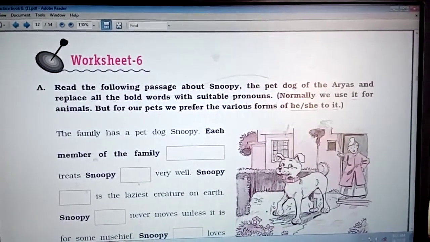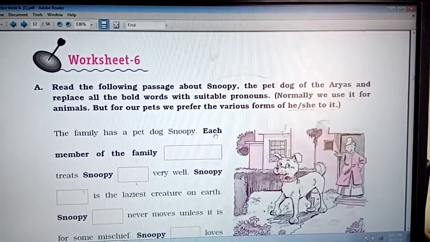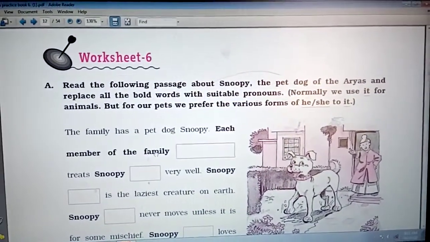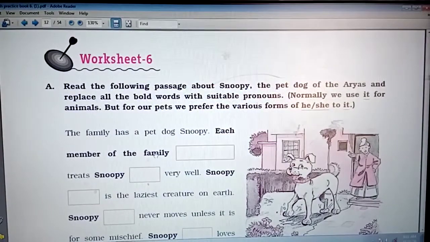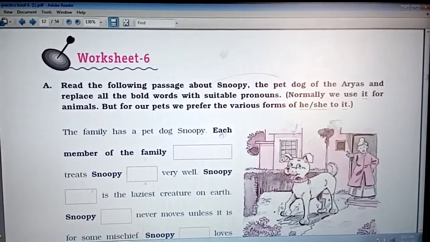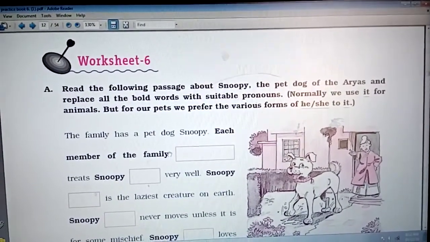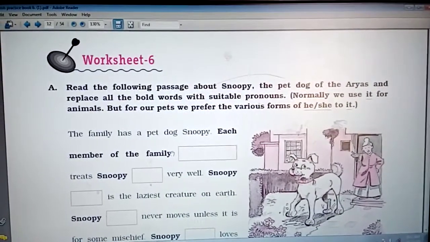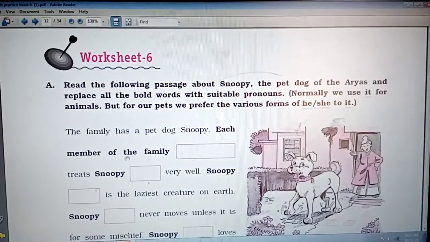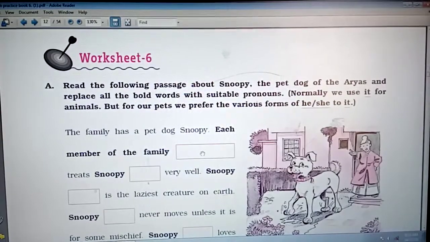So each member of the family treats a Snoopy. Each member of the family, which suitable pronoun should be used for this? You can use they because it is plural. Each member of the family represents each and every one, that is more than one. So each member of the family will be replaced by they.